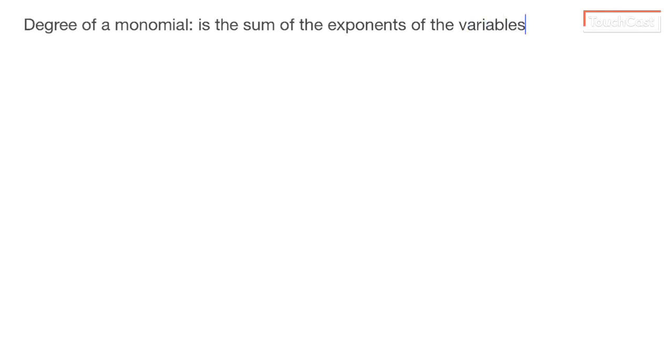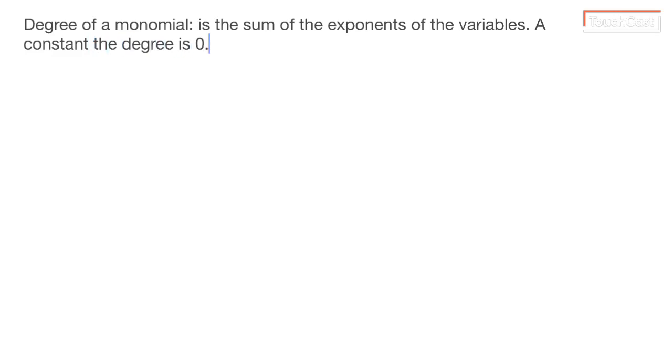We're going to look at the word degree of a monomial. The degree of a monomial is the sum of the exponents of the variables. And then if we have a constant, the degree is always 0. Constant meaning if it is just a number. If we do not have any variables, then the degree is 0.